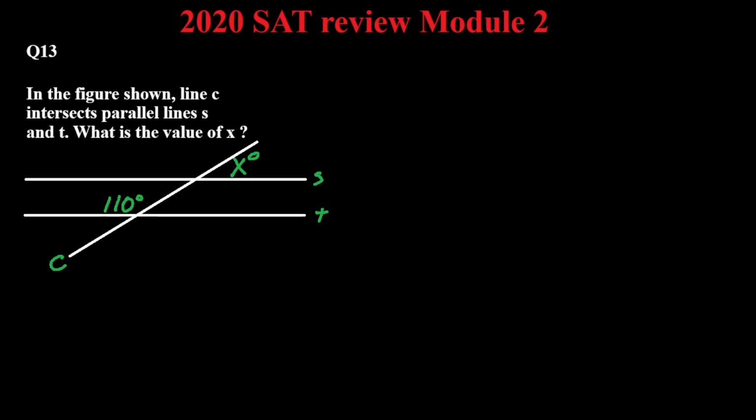In question 13, we're asked, in the figure shown, line C intersects parallel lines S and T. What is the value of x? Well, in order to do this, we need to understand that this angle here and this angle here are both 110 degrees. Vertical angles, these are also 110 degrees, not needed for this question. And then over here, going from here to here, these two together are supplementary and add up to 180, so x must equal 70 degrees.